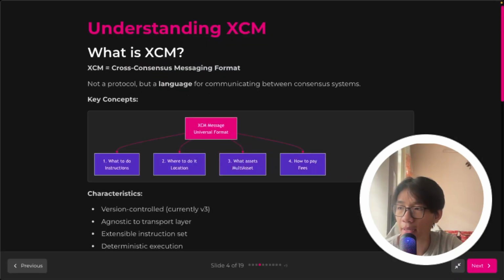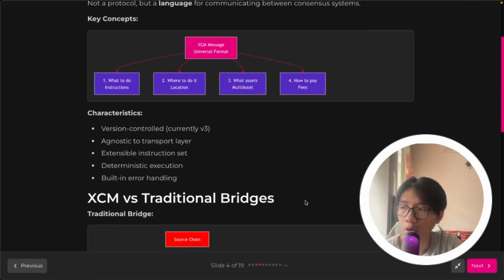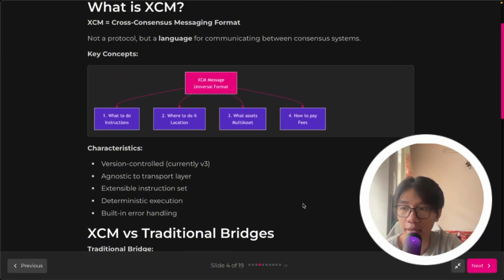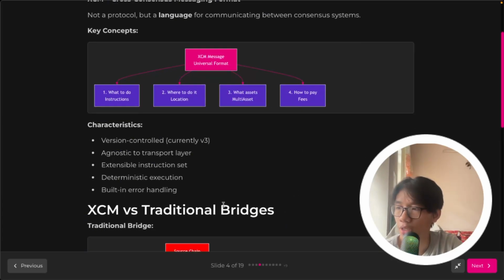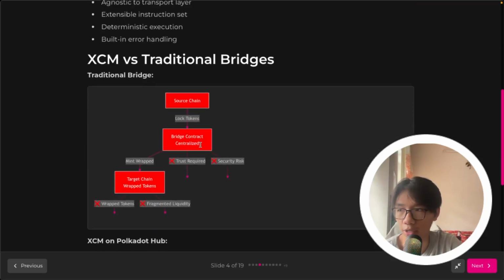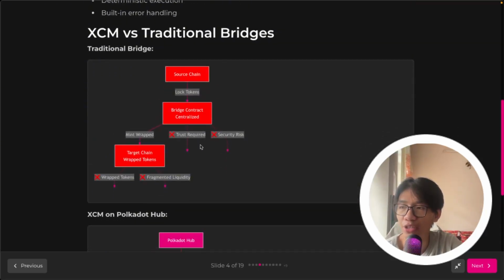Now, understanding XCM: what is XCM? XCM is not a protocol, but a language for communicating between consensus systems. The key concept of XCM is what to do. It's the instructions that guide the XCM protocol on what to do, where to do it, or I can say the locations, what the asset, multi-asset is, and how to pay the fee. All these are terms in the XCM message. The characteristics are version control, currently V3, agnostic to transport layer, extensible instruction set, deterministic execution, and built-in error handling.